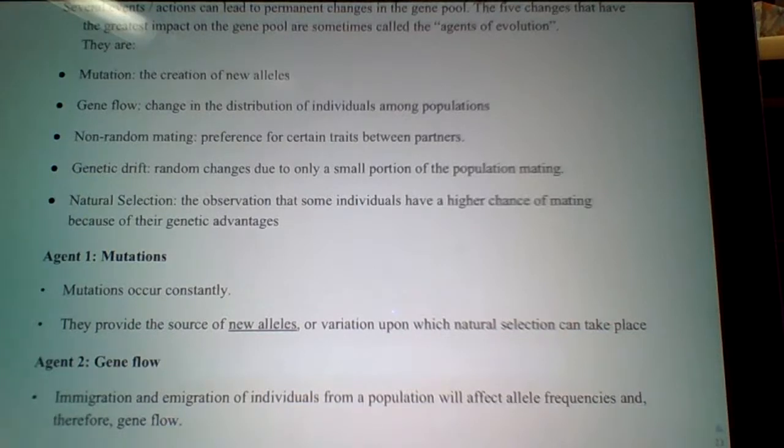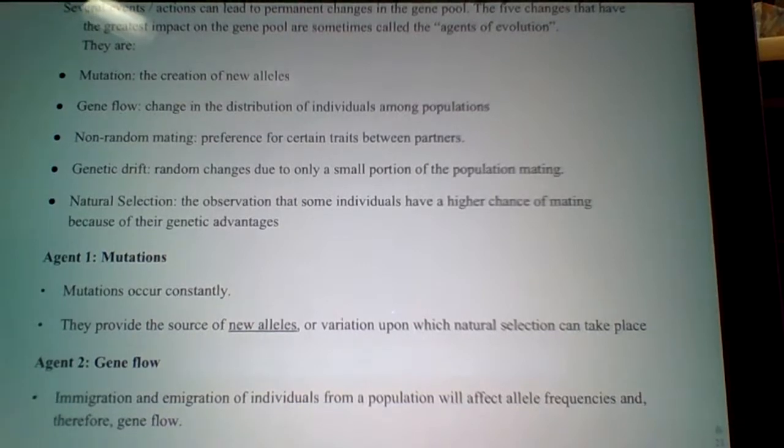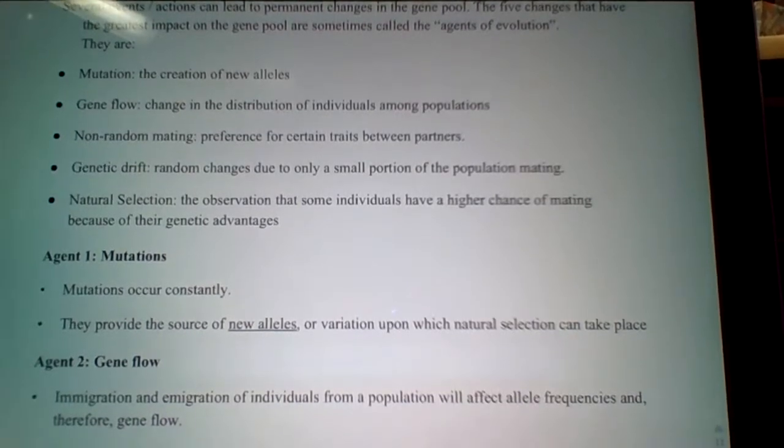But it doesn't matter about survival right now. All we want to talk about is that a gene pool can change by mutation. So mutations change the gene pool because they add new traits. Okay, let's switch to gene flow.